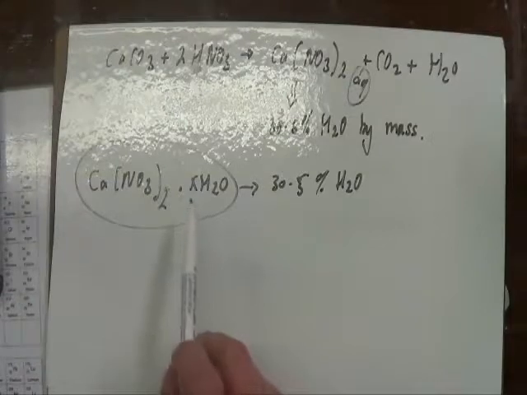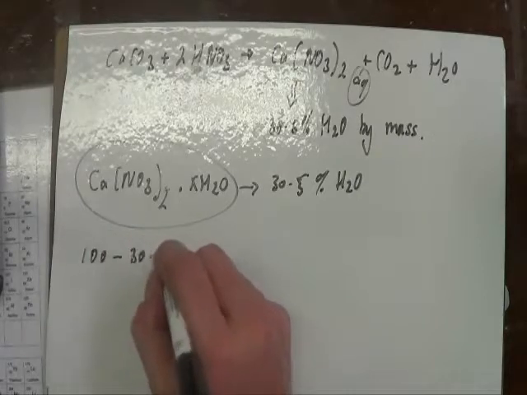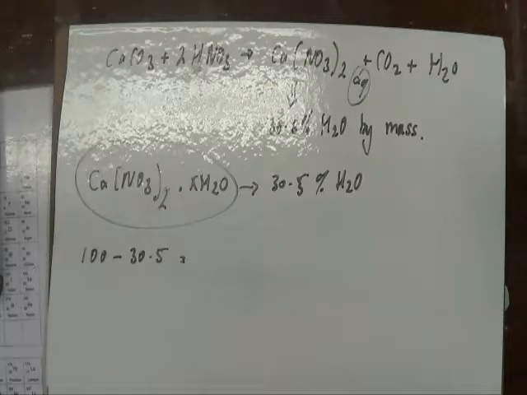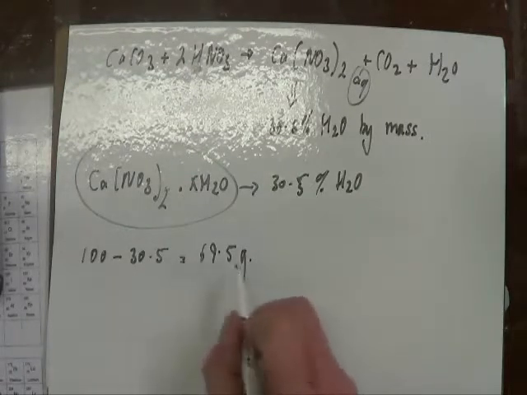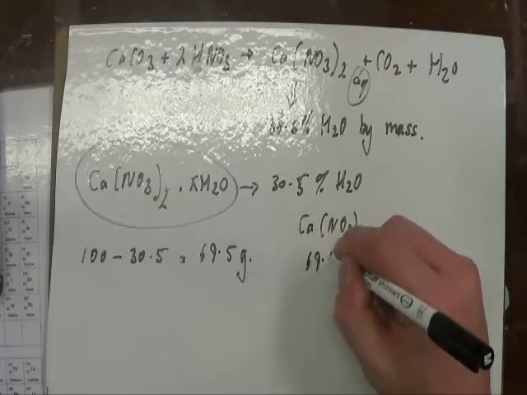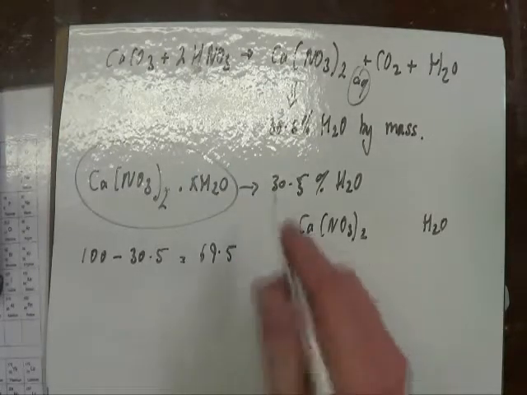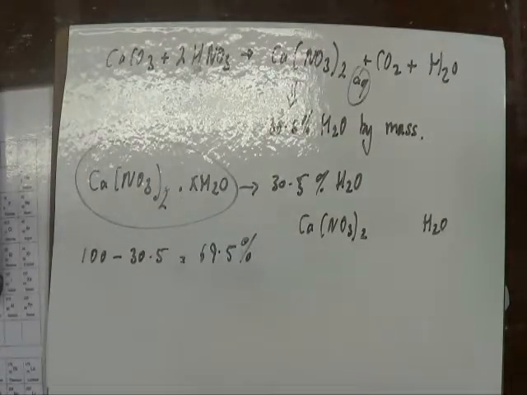We've got to work out what the value of X is. Well, if 30.5% of it is water, the remaining must be calcium nitrate. So in other words, 100 minus 30.5 is equal to the mass of calcium nitrate. So that means 69.5 grams is calcium nitrate. Now we can use that to work out the moles of calcium nitrate. So Ca(NO3)2 is 69.5%, not grams.